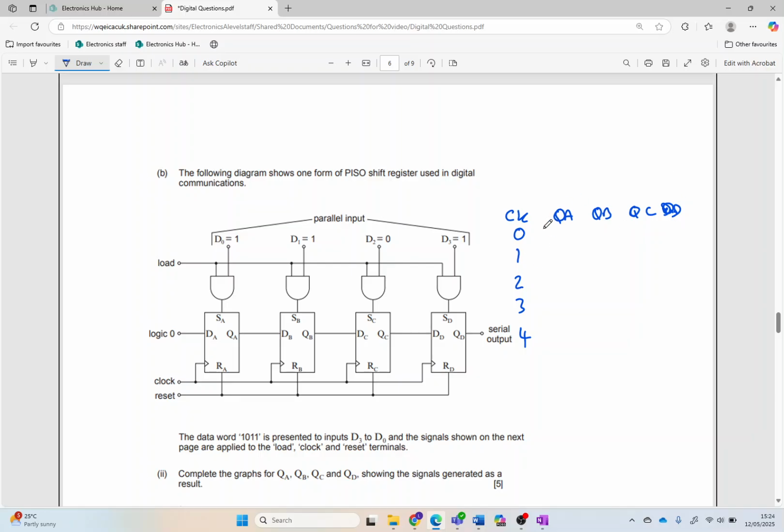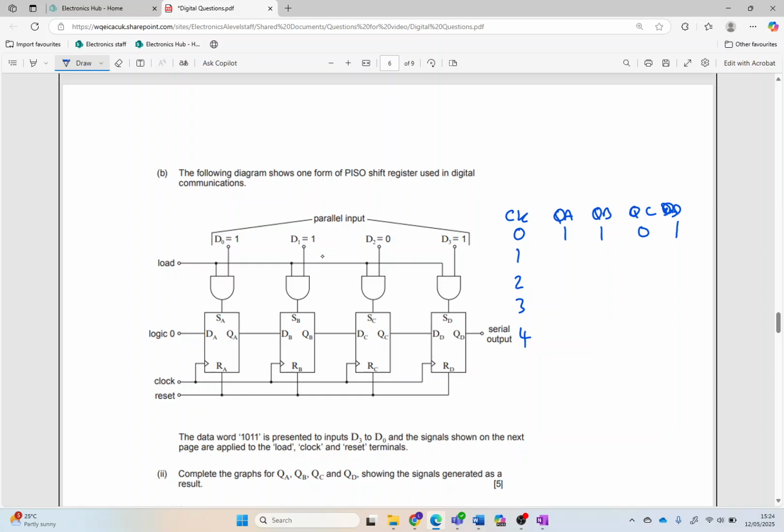Okay, so what happens to start with on this is we've got our parallel input here. We get a load, and then once we get our load, we can set or reset. The respective flip-flop would be set, so that information would be loaded in. So into flip-flop A, we're going to have 1, 1, 0, 1 loaded in.